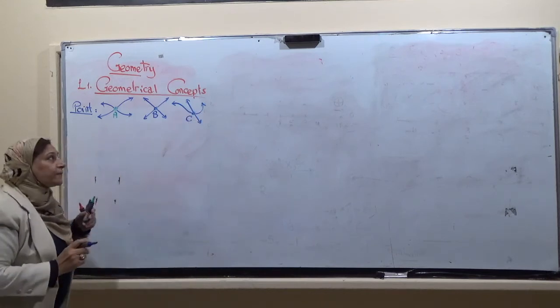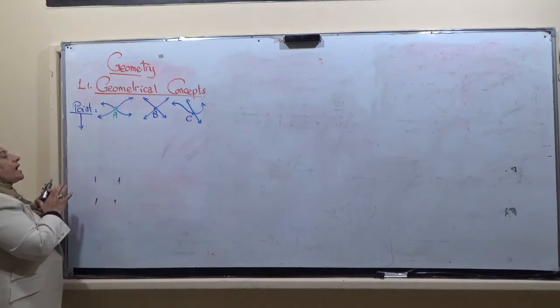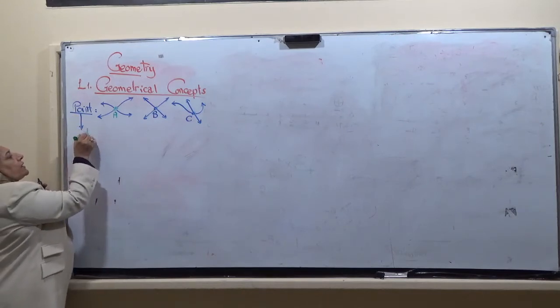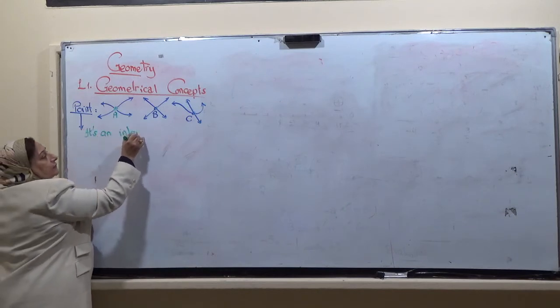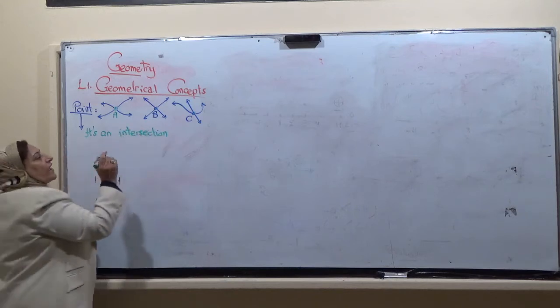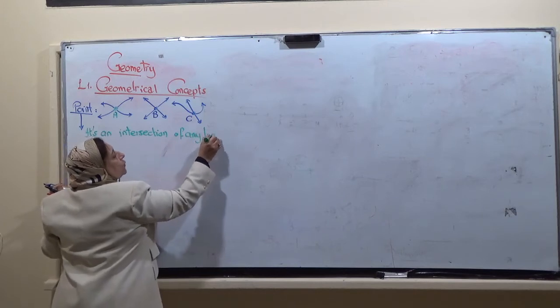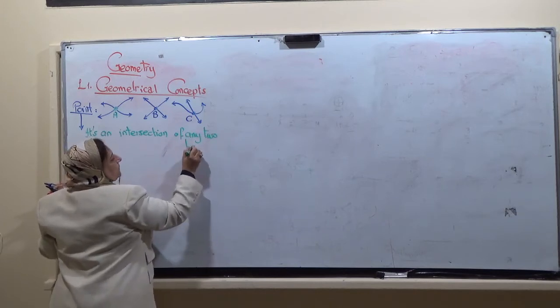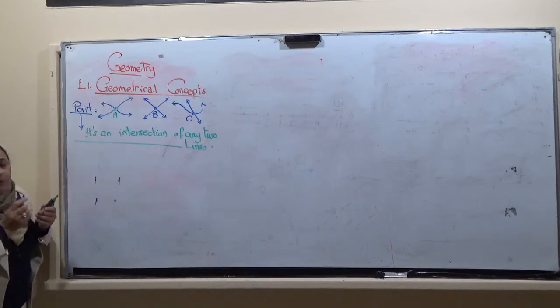So the definition of the point: it is an intersection. The point is an intersection of any two lines. Okay, this is the point.